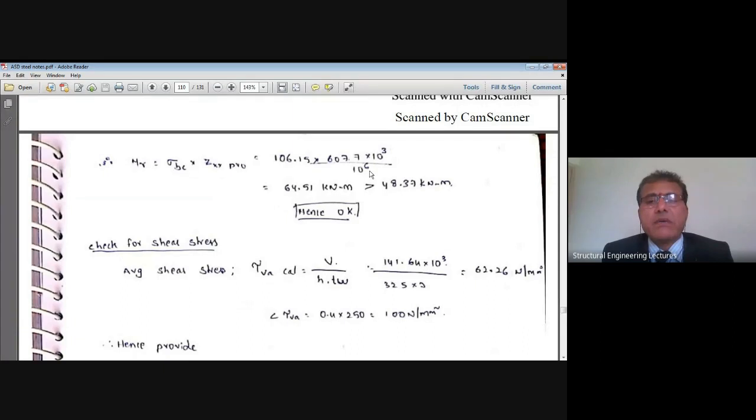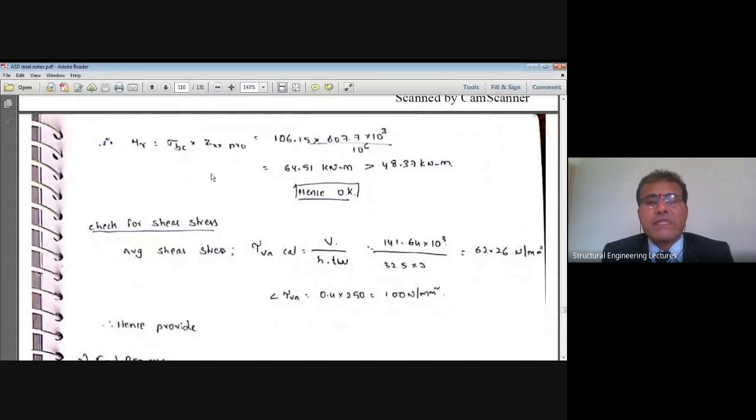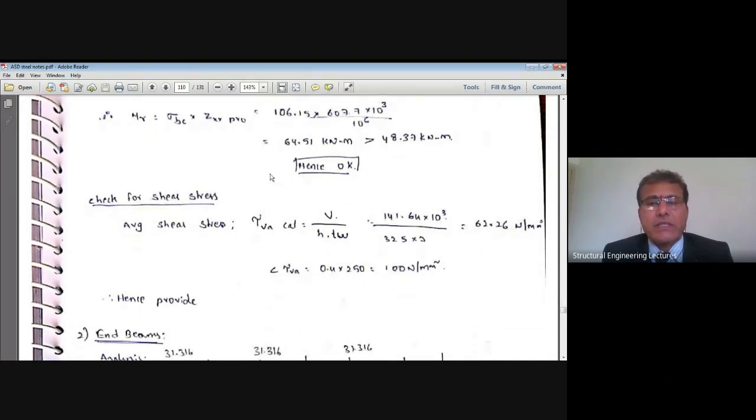What you have proposed is subjected to a bending moment of 48.37. Therefore, the moment of resistance is greater than the external moment of 48.37. Hence, the proposed section is okay from the bending point of view.